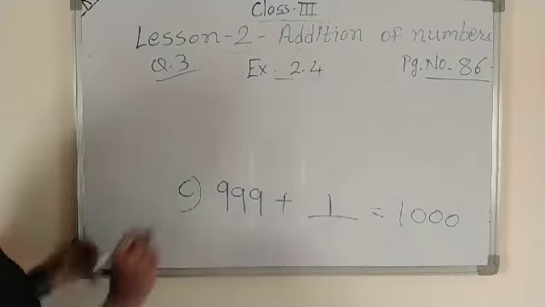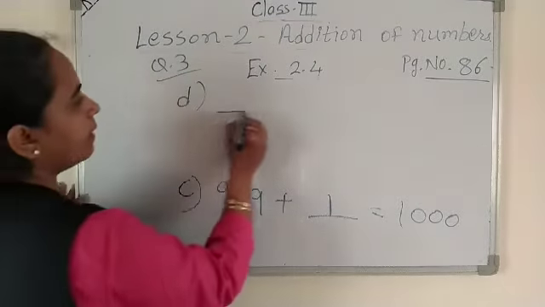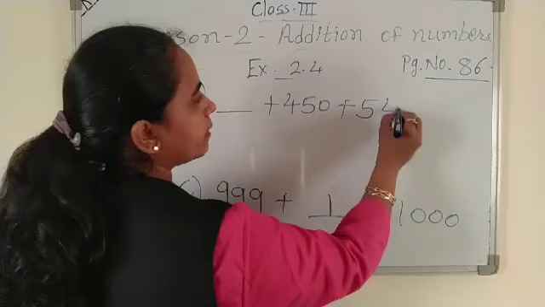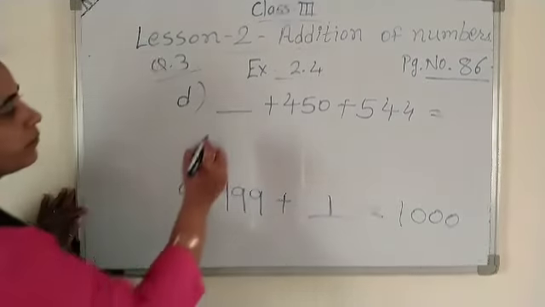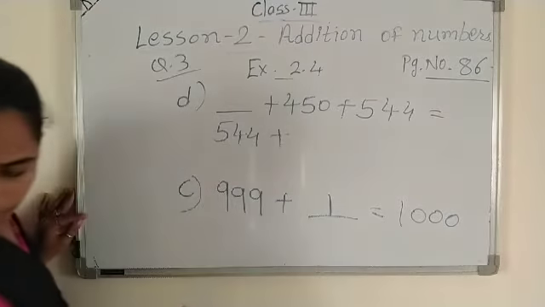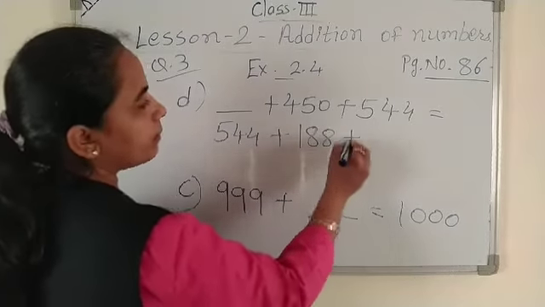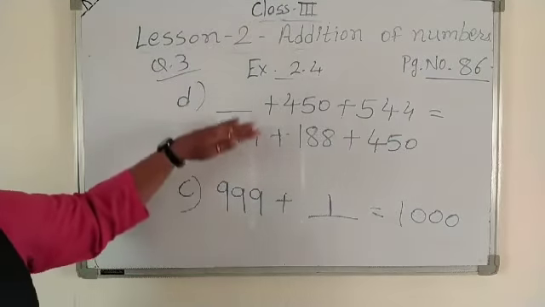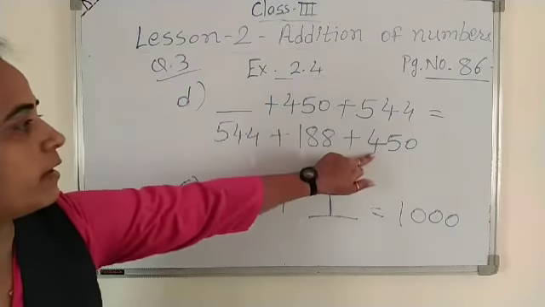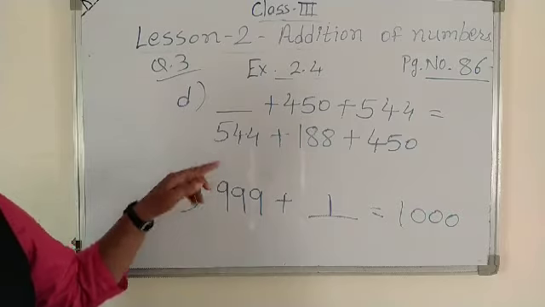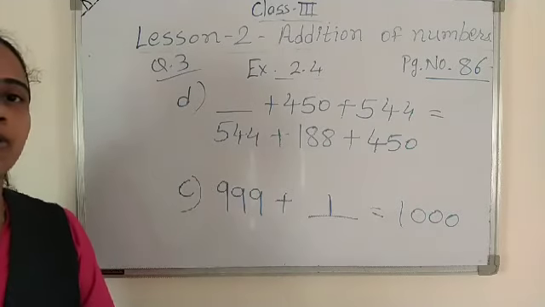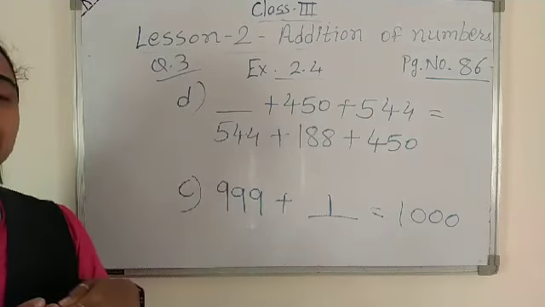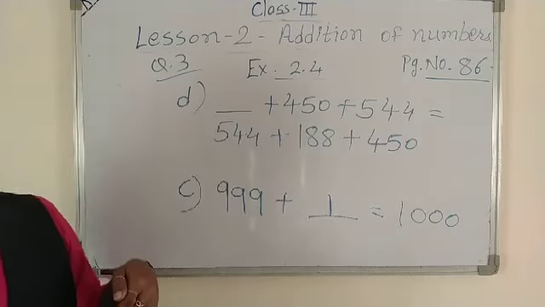Okay? In D, blank plus 450 plus 544 is equal to here 544 plus 188 plus 450. Okay? So look at here. Which number is missing here? 450 here, 544 here. Two number add karo, three number add karo, kuch bhi add. Answer same. Three numbers hai, to wo bhi three numbers interchange karke aap add karoge, to answer same hi aayega. Addition mein koi problem nahi.